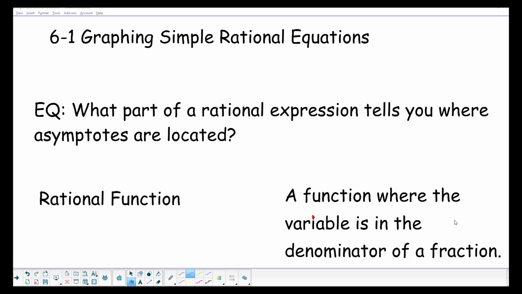Alright guys, welcome to our new unit. This one's all about rational equations. We're going to start off with graphing. So our EQ for today: what part of a rational expression tells you where asymptotes are located? Go ahead and pause for a moment and write down your EQ.